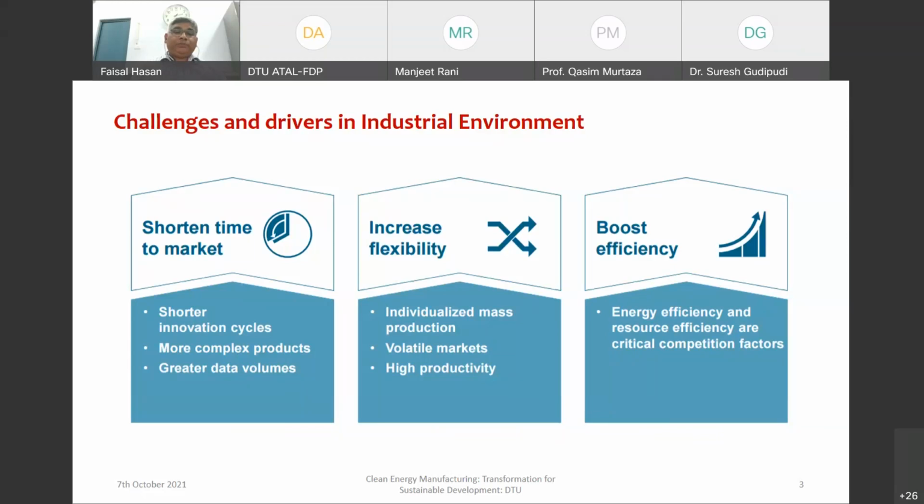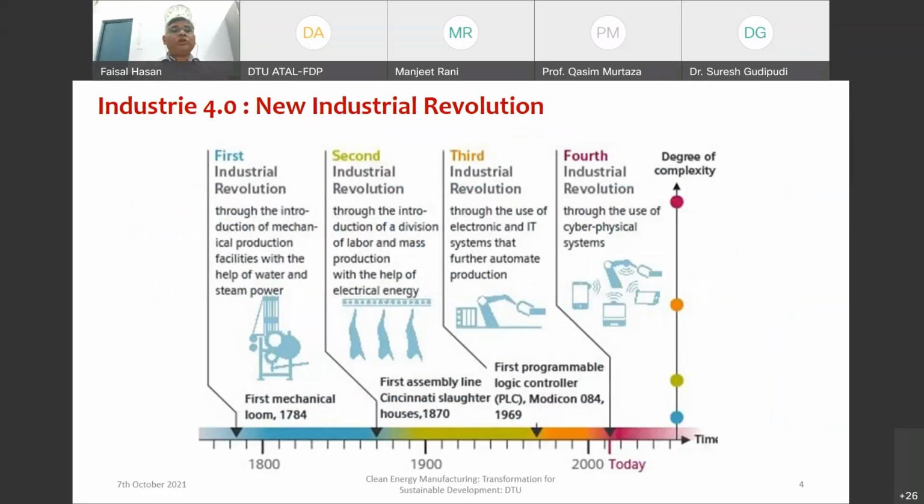Now, if we see the concept behind or the evolution behind Industry 4.0, if I just recall what has already happened in the past and what is happening nowadays, like the first industrial revolution, the basic philosophy behind it is the introduction of mechanical production facilities with the help of water and steam power. So that was the first revolution which took place around the year 1784. And with this, what people created is what we call the mechanical loom.